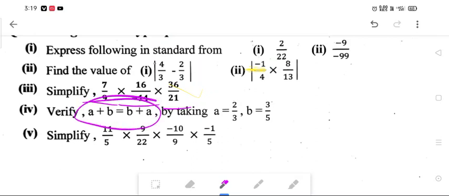Since this is the commutative property, you have to check that the given rational numbers a is equal to 2 by 3 and b is equal to 3 by 5 satisfy commutative property. You have to substitute a is equal to 2 by 3 and b is equal to 3 by 5 in place of a and b. The next is simplify. Here you have to find out the product 11 by 5 multiplied by 9 by 22 multiplied by 10 by minus 10 by 9, and the next is multiplied by minus 1 by 5.